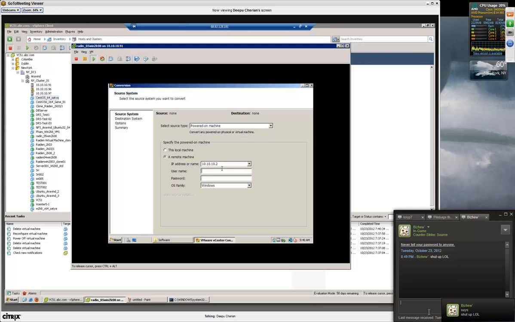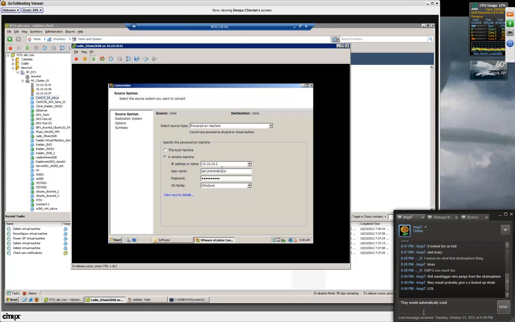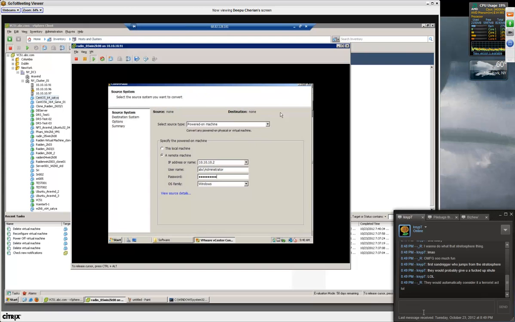10.10.10.2 ABC slash. This is the physical server we're going to convert. That is a domain controller. That's why I have to give the domain admin credentials. How do I click next?